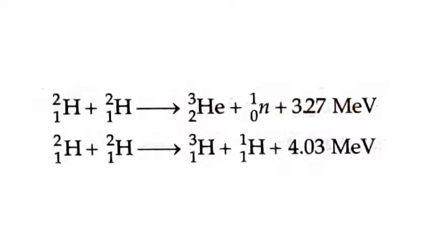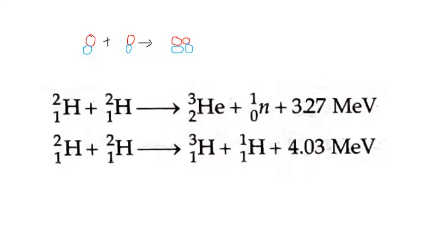So what is happening in this reaction is you have a deuterium. In deuterium you have 1 proton and you have 1 neutron. These two deuterium fuse together. When they fuse together, they form a heavier nuclei. In this nuclei, you will have two protons and two neutrons.